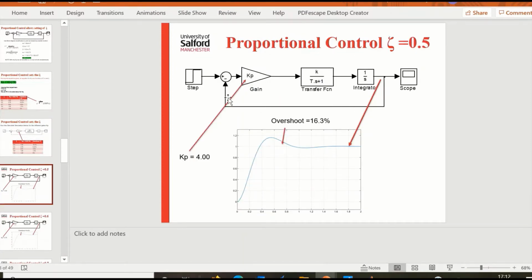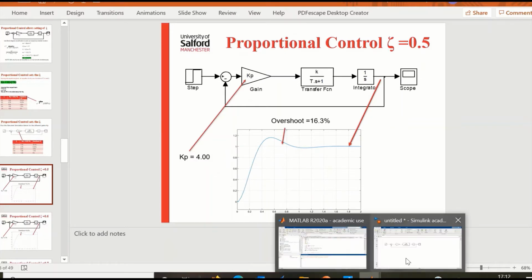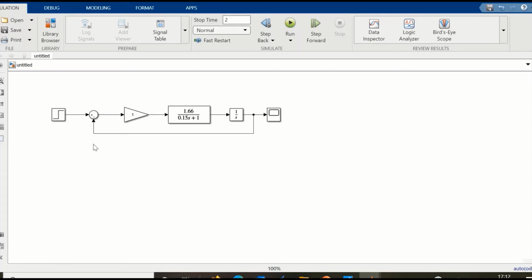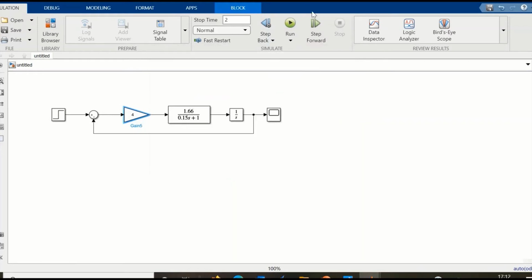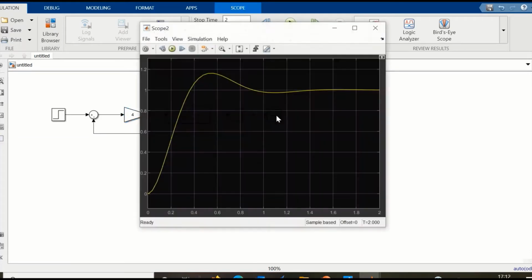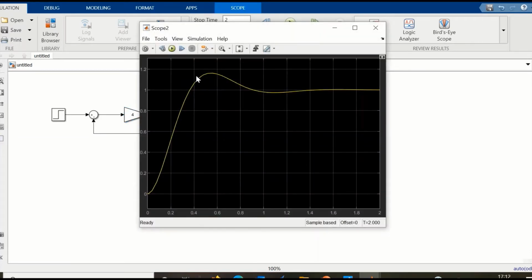So we need to simulate this in Simulink now with K as 1.66, T as 0.15, and KP as 4. So I go to my Simulink now, and here's my Simulink block diagram. So got 1.66, 0.15. Here's my simulation. The gain's wrong now, so I click on this box here and set the gain as 4. Type OK, and then run the simulation. I will then get the transient response, which is like this. And this has got the 16.4% overshoot there.